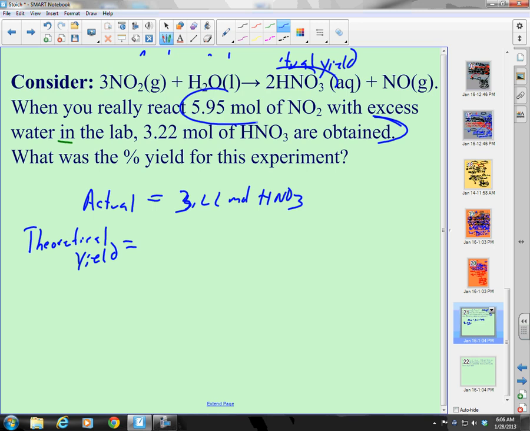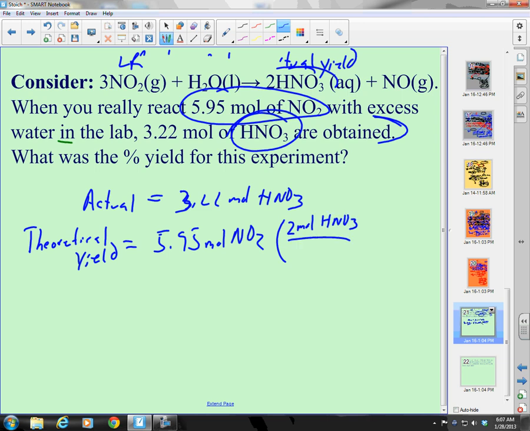I react 5.95 moles with excess, which means that this must be my limiting reagent. So my limiting reagent is 5.95 moles of nitrogen dioxide. I want to get a product. Which product? I want to get my nitrous acid. So I have 2 moles of nitrous acid per 3 moles of nitrogen dioxide. Calculate that.